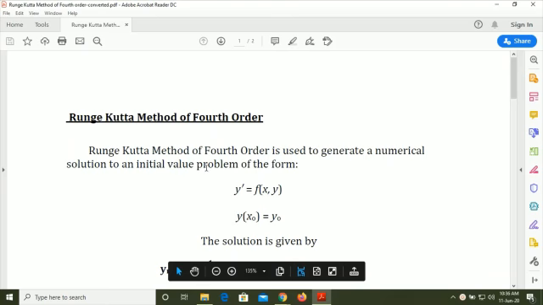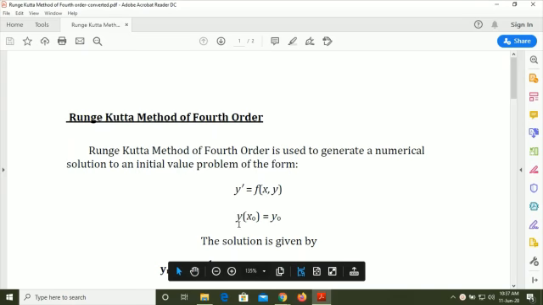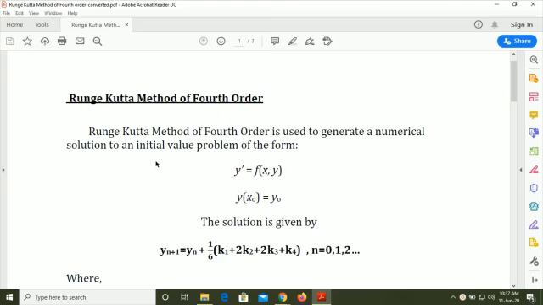Runge-Kutta method of fourth order. The Runge-Kutta method of fourth order is used to generate a numerical solution to an initial value problem of the form y' = f(x, y), and it is given that y at x0 equals y0. So this method is used to solve an initial value differential equation.